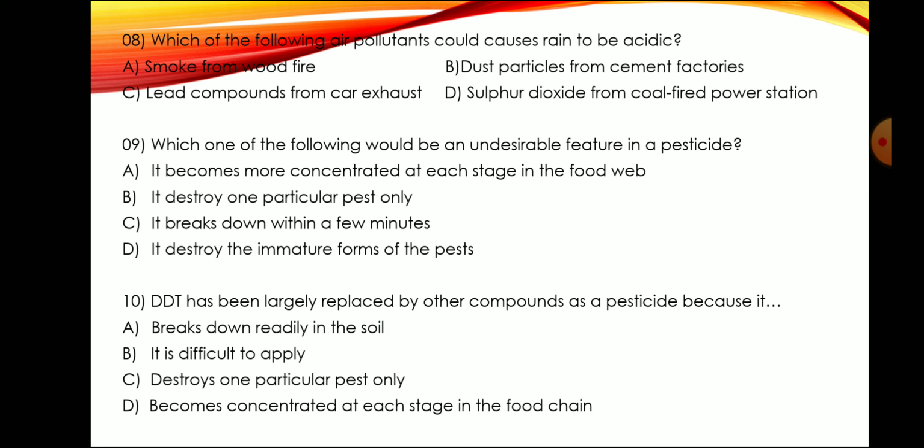The next question is: DDT has been largely replaced by other compounds as a pesticide because... The options are A, breaks down readily in the soil. B, it is difficult to apply. C, destroys one particular pest only. And the last option, D, becomes concentrated at each stage in the food chain. So the correct answer is becomes concentrated at each stage in the food chain.